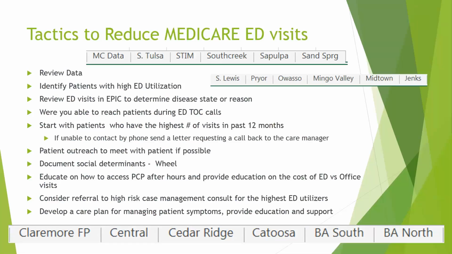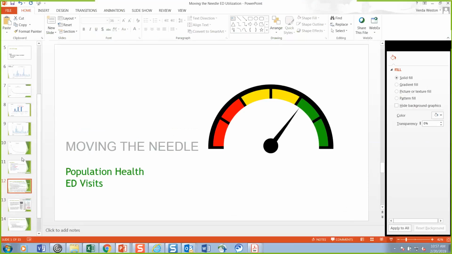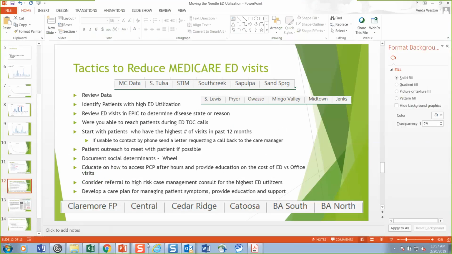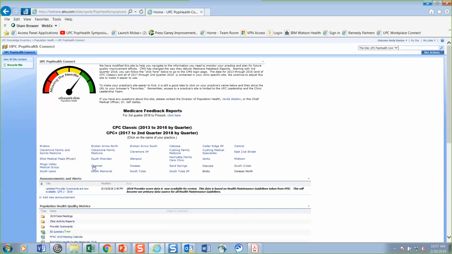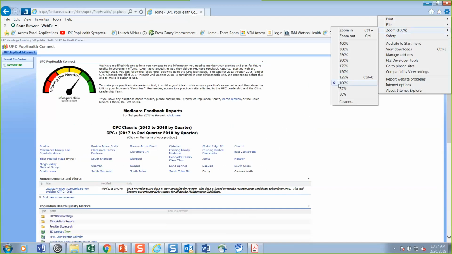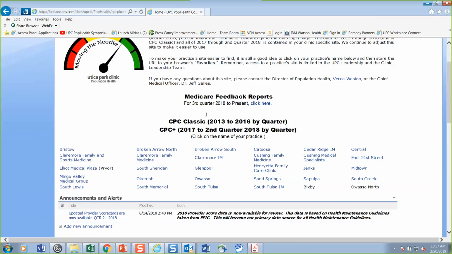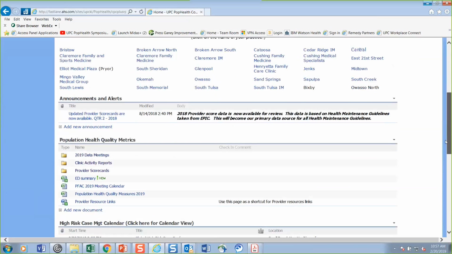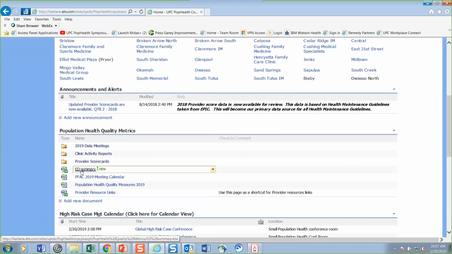I'm going to jump out of here real quick, and we're going to go take a look at the UPC Connect site and just take a look at this. So you can see here, this is where, I'll zoom up a little bit. This is our site. We're going to go all the way down here to find that new report I was talking about. Here's the ED summary report. We're going to click into that report. It's going to give us a lot of information on our patients.